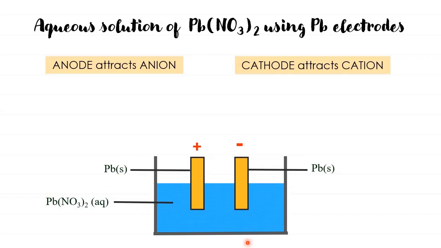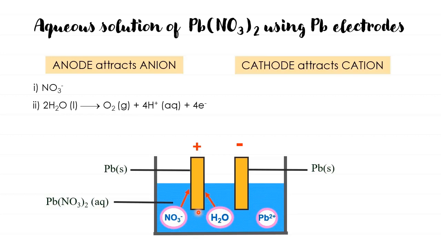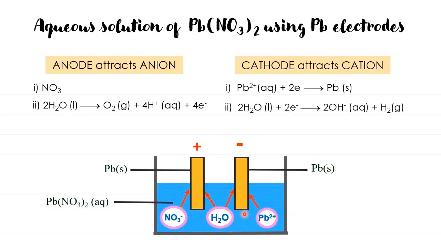In these electrolytes, we have NO3-, H2O, and also Pb2+. These NO3- and water will be attracted to the anode, while this Pb2+ and water will be attracted to the cathode. Now we are left with our active electrode of Pb. Since the anode hasn't got any Pb in its possible ions, we have to add it. Meanwhile, the cathode already has Pb2+ as its possible ions, so we can assume we already include it as our selection.